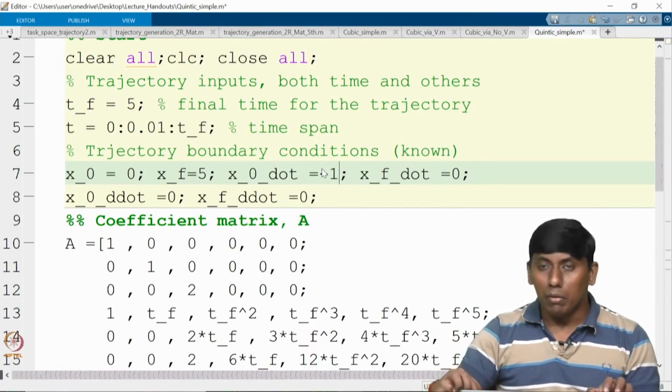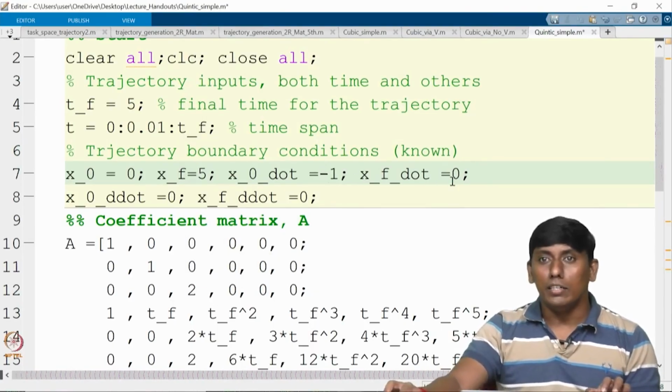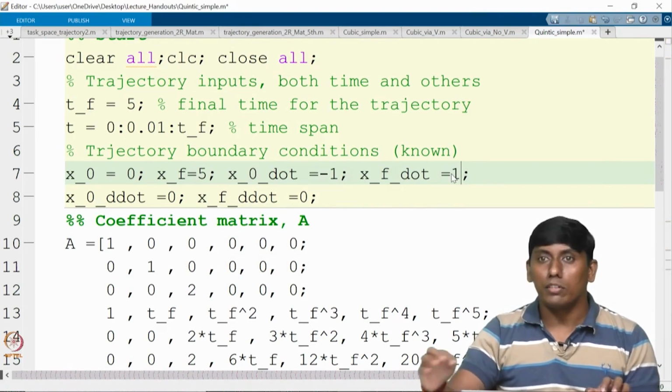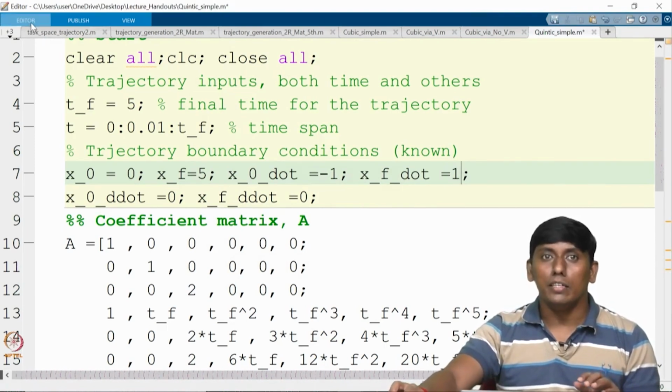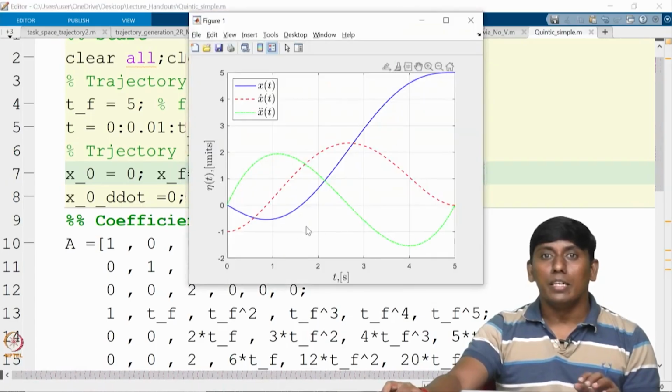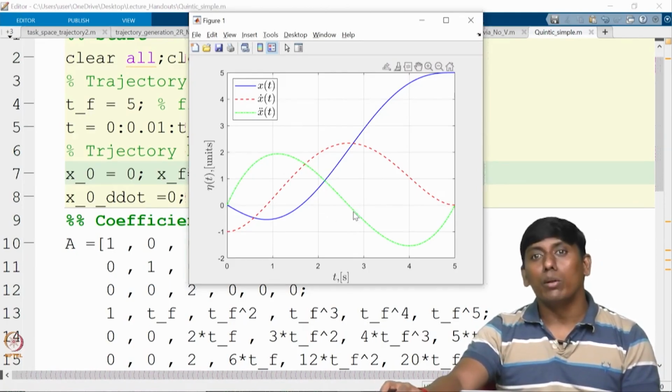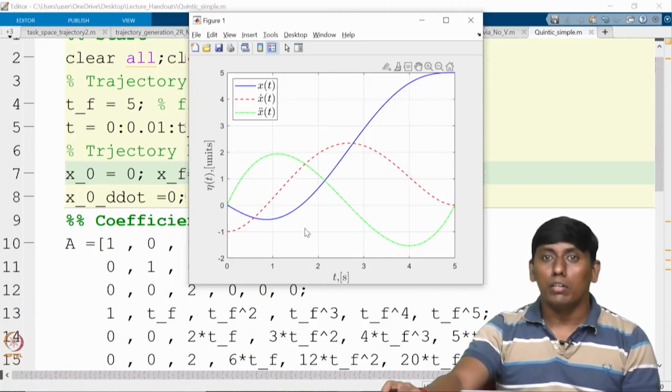For example, I said that -1 is the initial velocity and the final velocity is 1, which we have tried in the cubic polynomial. The same thing I am trying to show here. You can see the acceleration profile is still smooth. It is more close to a sinusoidal curve. It is not strictly sinusoidal, it is smooth, but very close to sinusoidal. That is the sinusoidal behavior we are going to see in cycloidal.